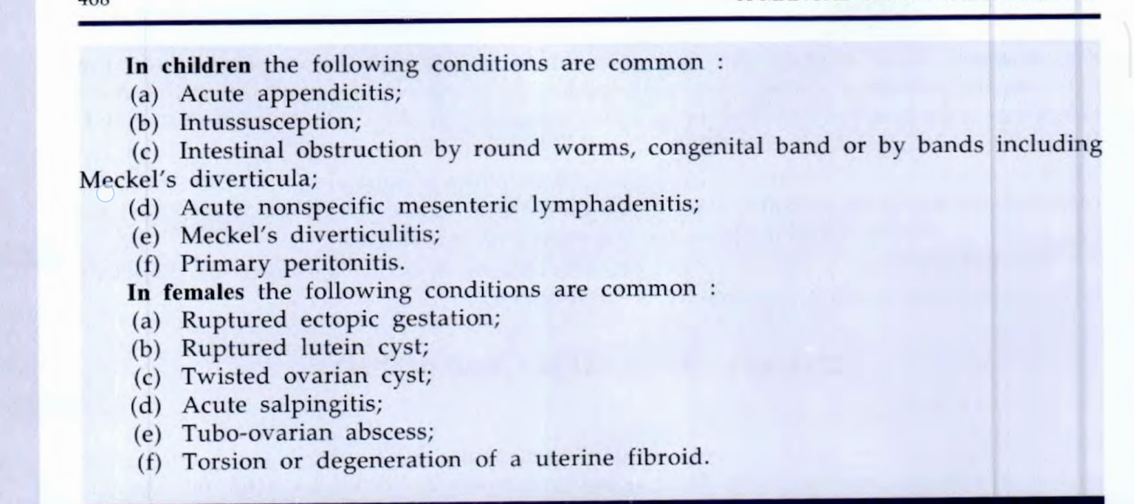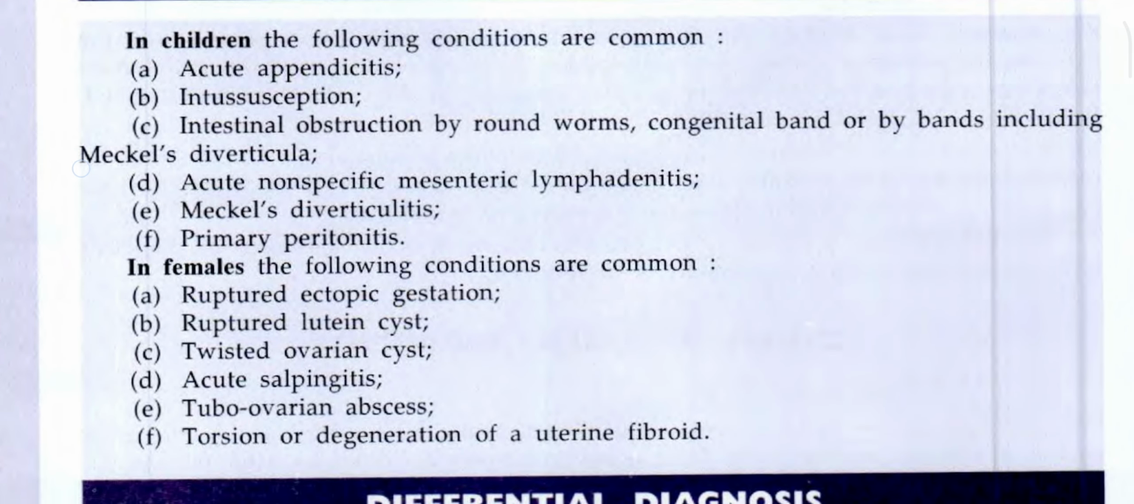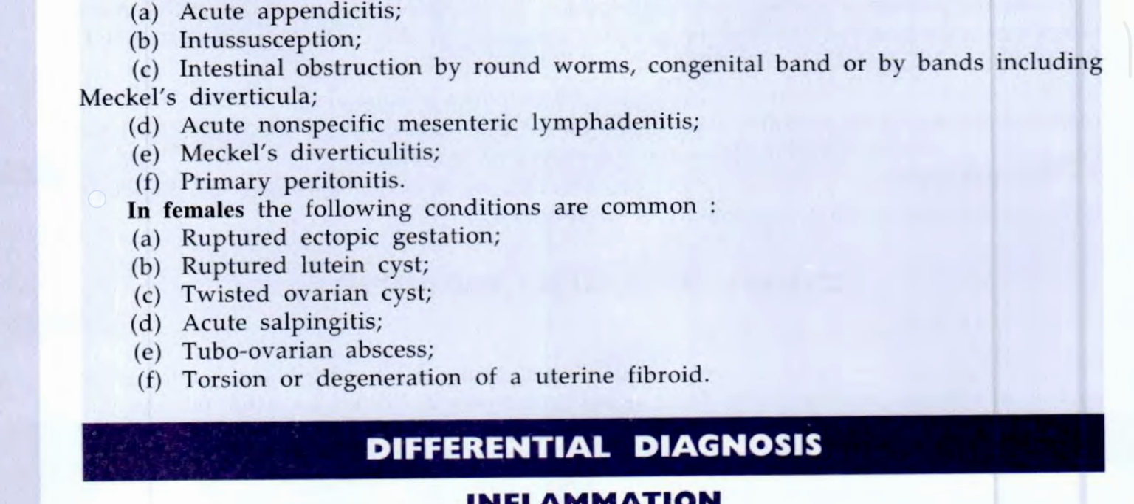In children, the following conditions are common: acute appendicitis, intussusception, intestinal obstruction by roundworms, congenital bands or other bands including Meckel's diverticulum, acute non-specific mesenteric lymphadenitis, primary peritonitis. In females, the following conditions are common: ruptured ectopic gestation, ruptured lutein cyst, twisted ovarian cyst, acute salpingitis, tubo-ovarian disease, torsion or degeneration of the uterine fibroid.